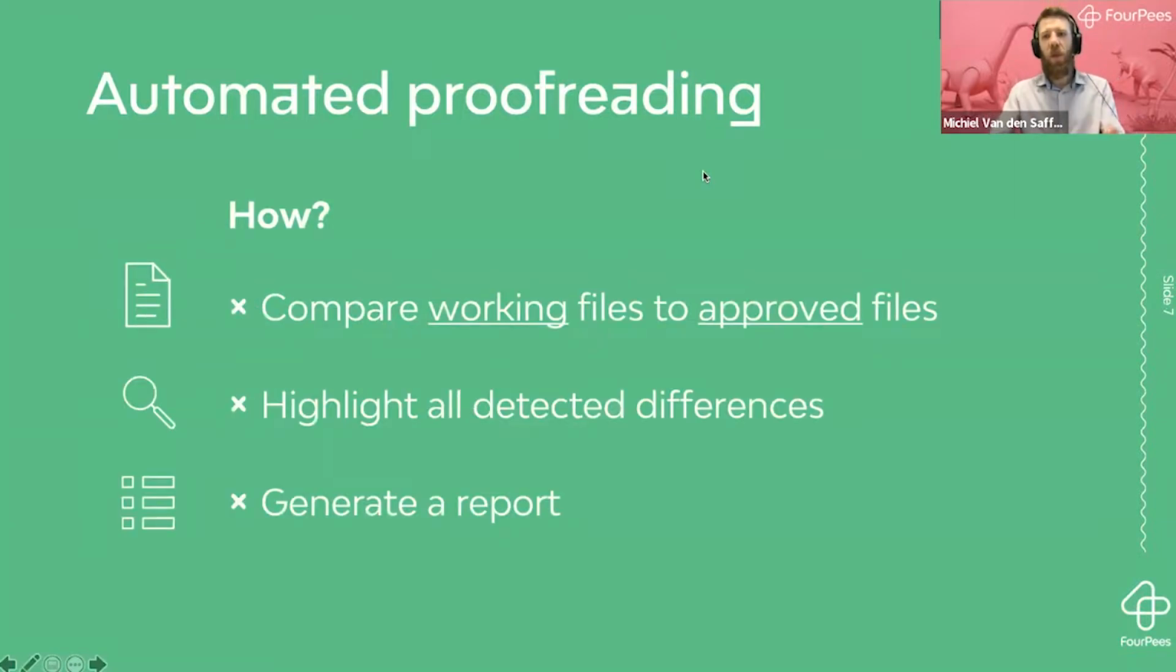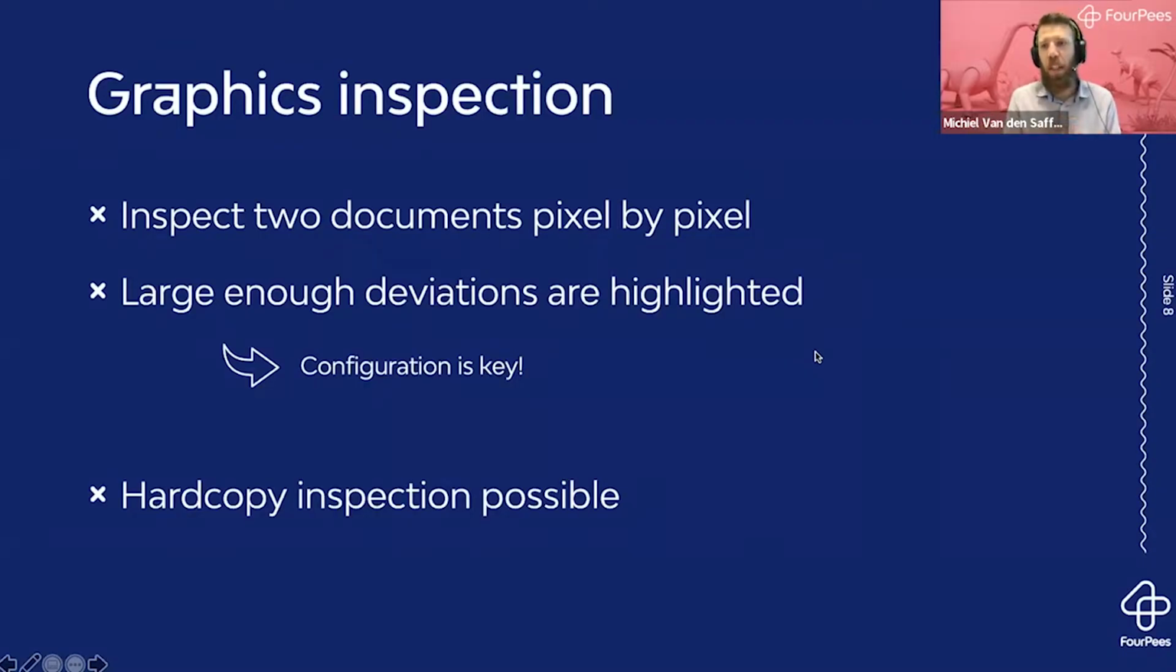Now, how does that work? Well, the same way, really. You give the computer a working file and an approved file, and you ask it to find all the differences between those two files. Those differences are going to get highlighted, and then the computer will generate a report for you that says, oh, I found these number of things that were wrong, or that were not wrong, but different between your two files. There's really two big ways to do the comparison, and we're heading to that slide already. And the first one is graphics inspection.